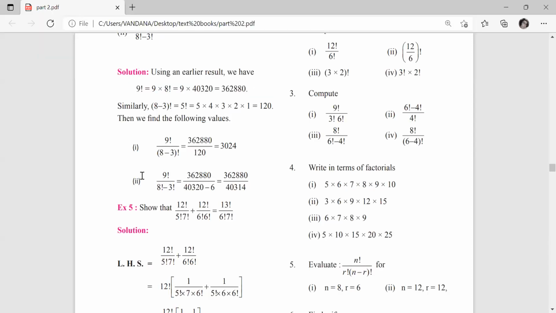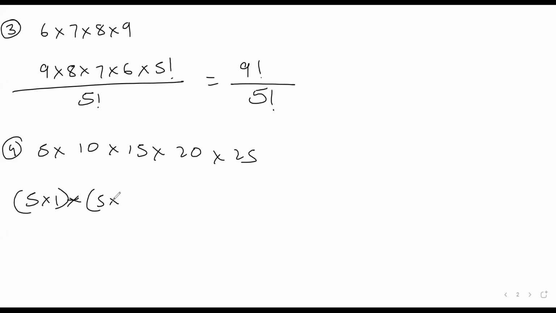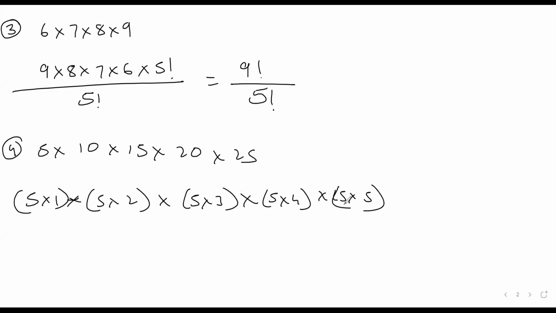Last one is 5, 10, 15, 20, 25. Same. 5 into 10 into 15 into 20 into 25. This will be 5 into 1 into 5 into 2 into 5 into 3 into 5 into 4, 5 into 5. 5 raised to 5, 1 into 2 into 3 into 4 into 5 will become 5 factorial. Converted them into factorial way.